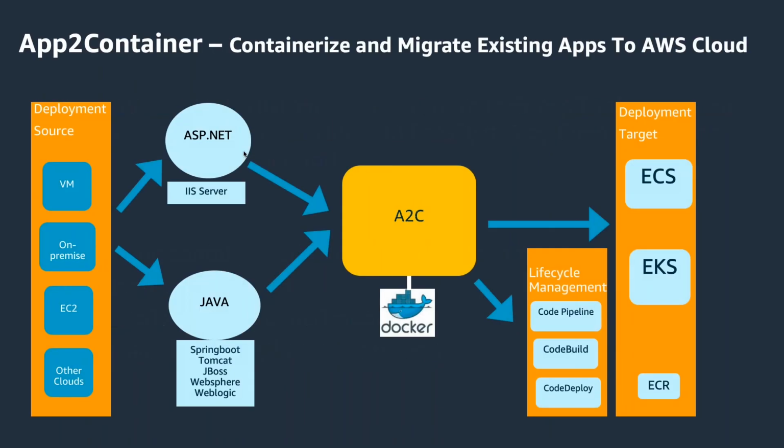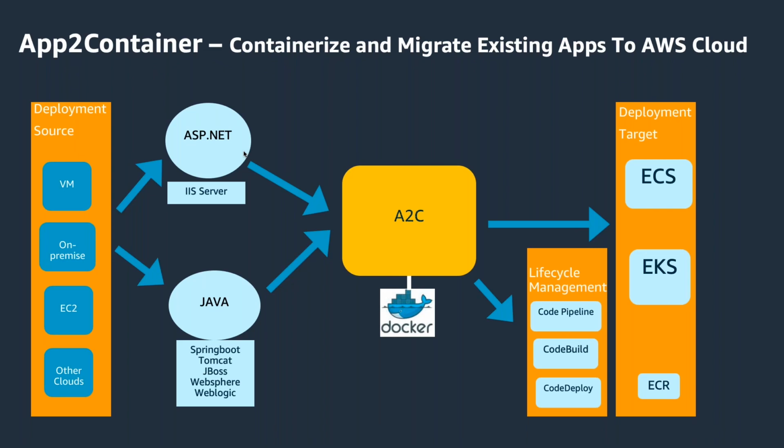It helps with very specific scenarios, where your application is an ASP.NET based application running on IIS, or any Java based application running on Spring Boot, Tomcat, JBoss, WebSphere, or WebLogic. So the deployment source could be anywhere. It could be a VM, on-prem, running on EC2, or maybe even other cloud providers. We can take that application and run it through A2C, which is app to container. And what we do is we build a Docker container out of that. So we package the application, build a Docker container, and we can save the Docker container into AWS services or somewhere else if you wish to.